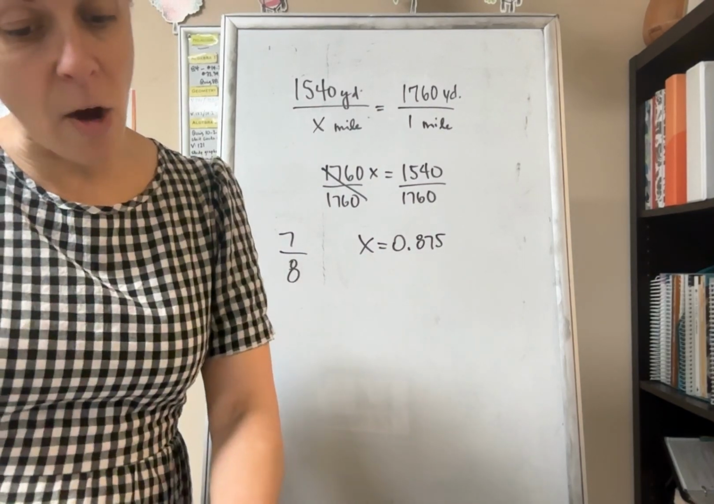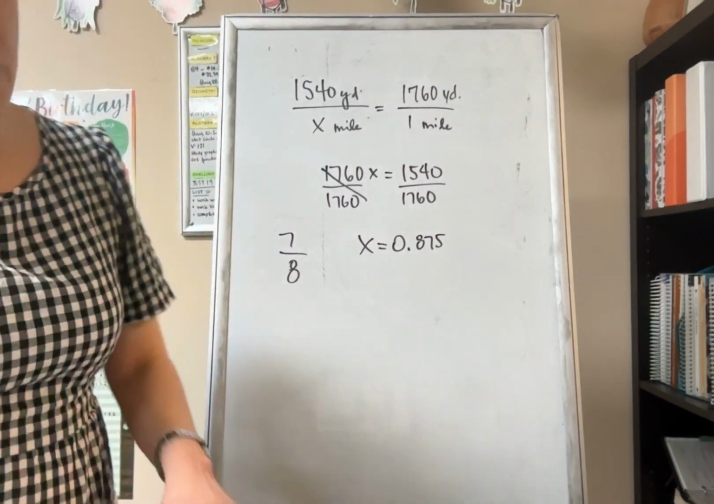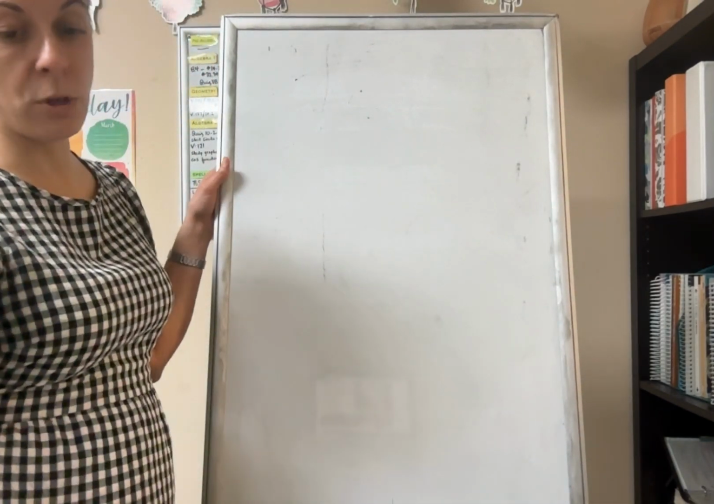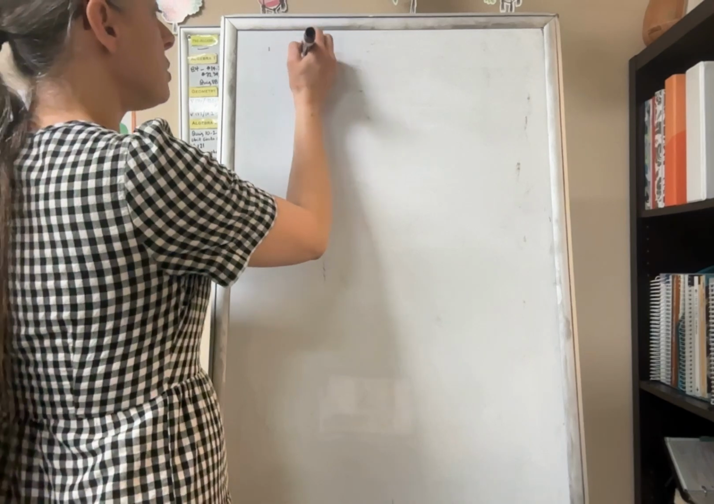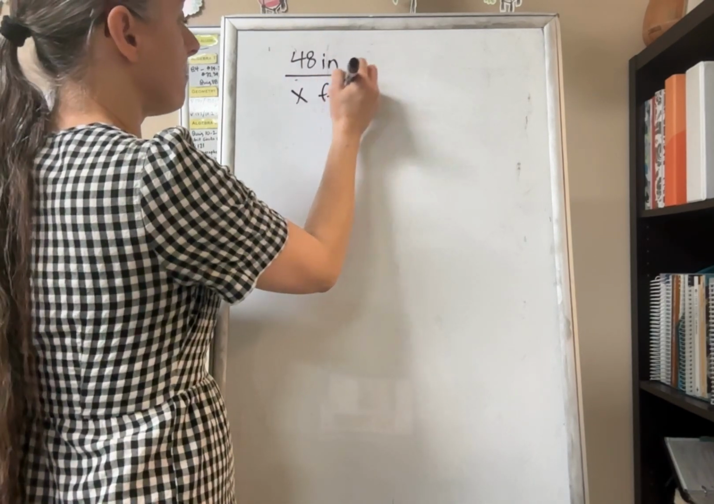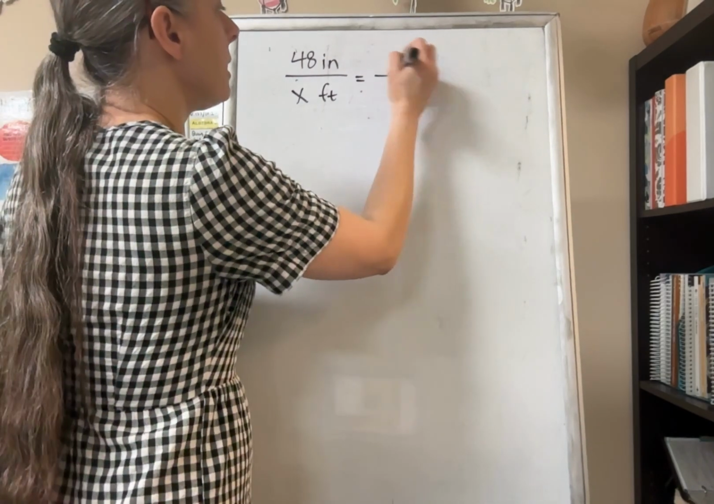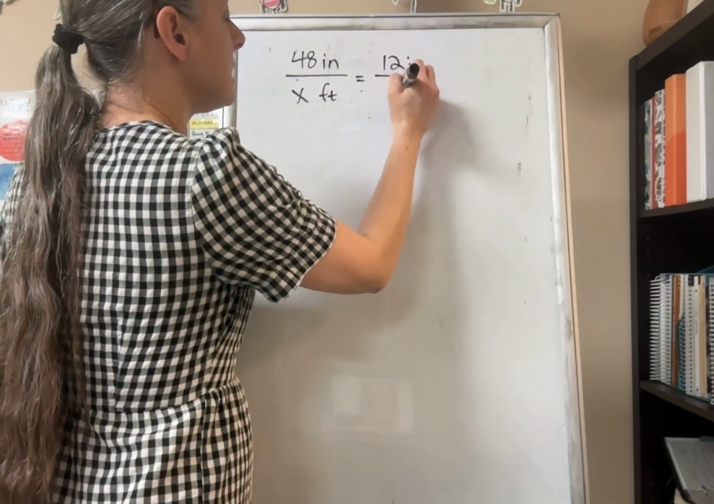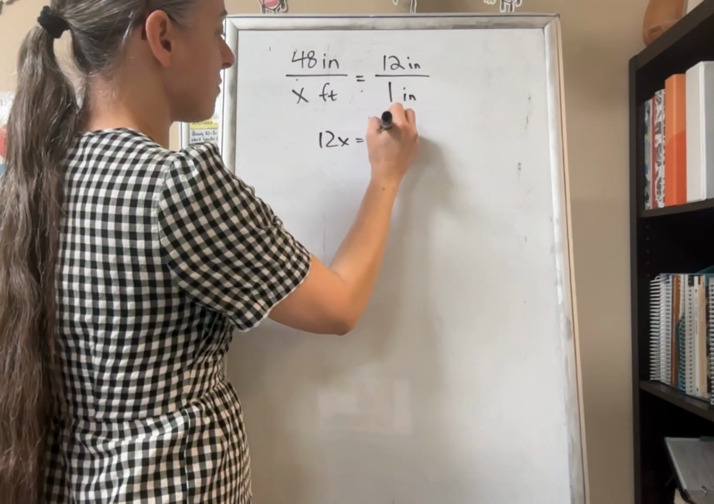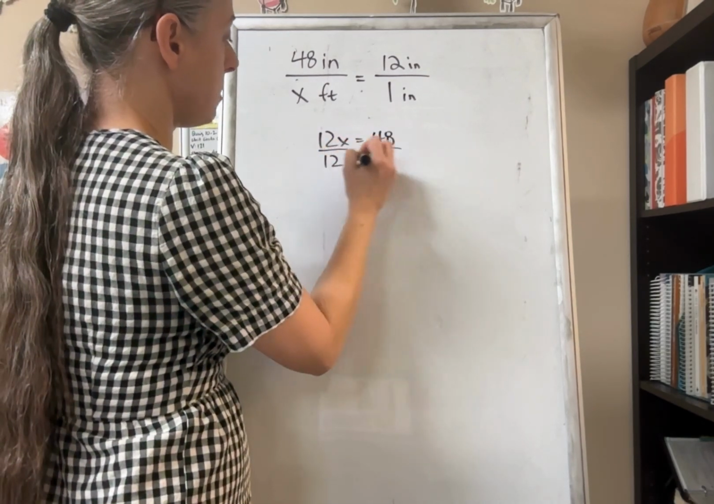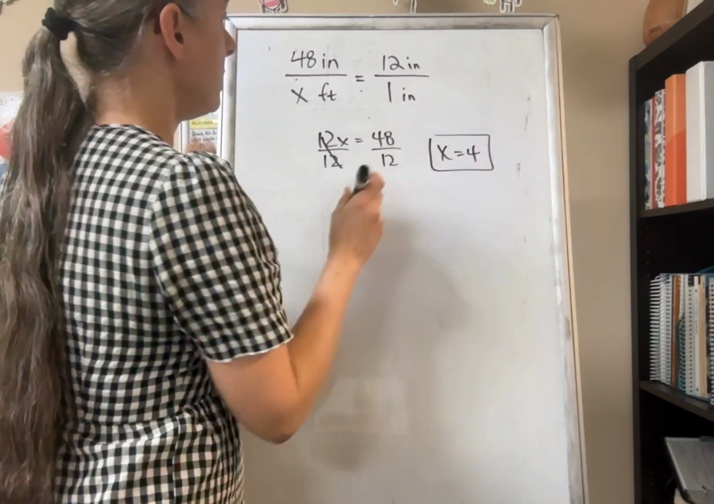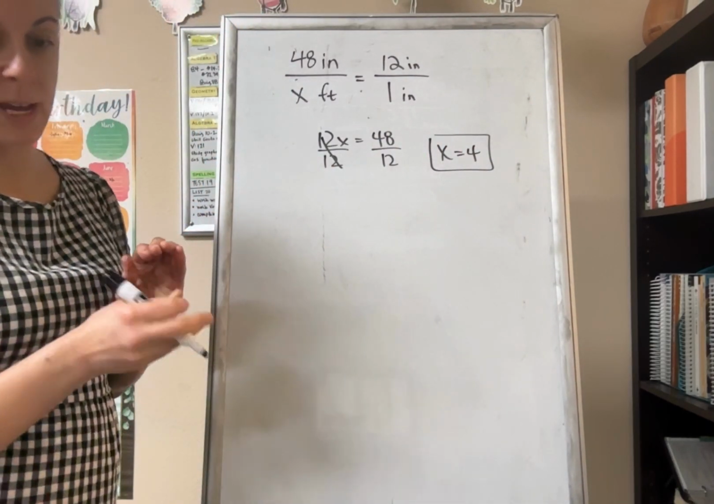So let's look at how 48 inches is converted to feet using the method that we've been using, and then also using unit analysis. So 48 inches equals feet. I'm not sure how many, but I know that 12 inches is in 1 foot, so I'll use cross products and get 12x equals 48, and I'll divide both sides by 12 and see that x equals 4. So 48 inches makes 4 feet.